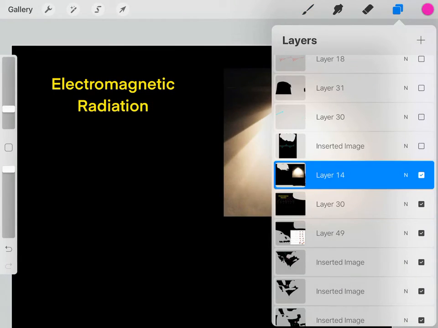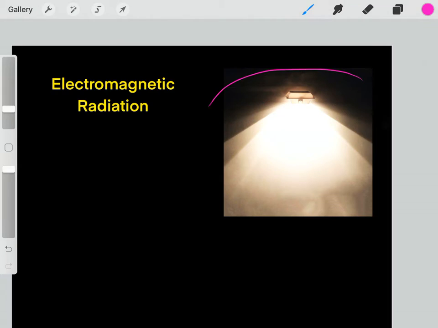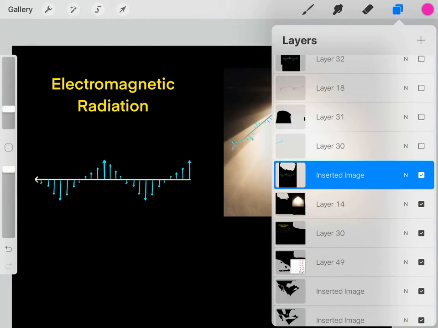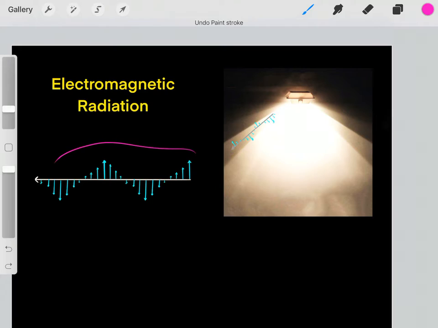A common example we see in our day-to-day life is visible light. This visible light is a type of electromagnetic radiation, like we just explained. So what is this electromagnetic radiation? Well, essentially, it's a wave. It has this repeating wave-like characteristic. And this wave is made out of an oscillating electric field.